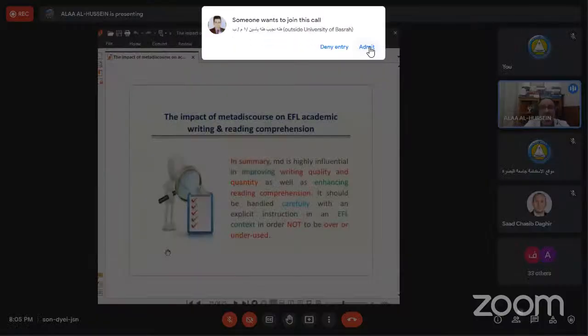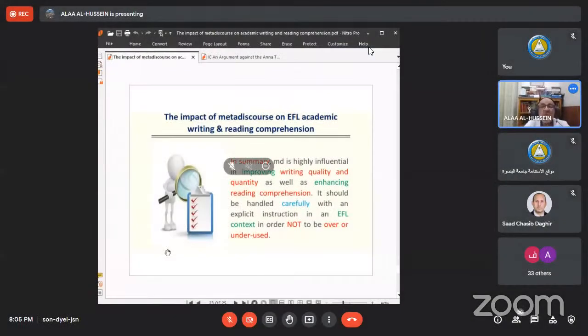Okay? And in summary, meta-discourse is highly influential in improving writing quality and quantity, as well as enhancing reader comprehension. It should be handled carefully within an explicit instruction in an EFL context, especially in an EFL context, because native speakers have certain compensational tools to understand these texts. But EFL students need more meta-discourse.